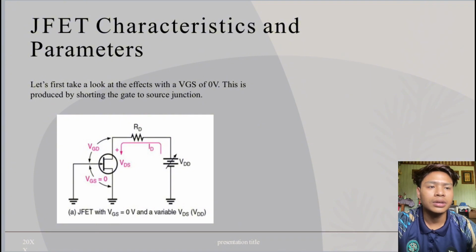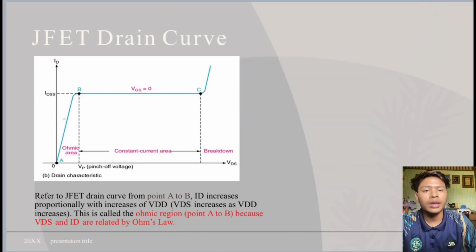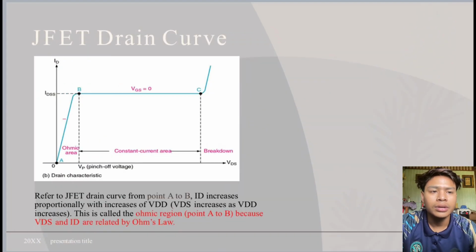JFET characteristics and parameters. Let's first take a look at the effect with a VGS of 0 volt. This is produced by shorting the gate to source junction. Next, JFET drain curve. This is a picture of the JFET drain curve.